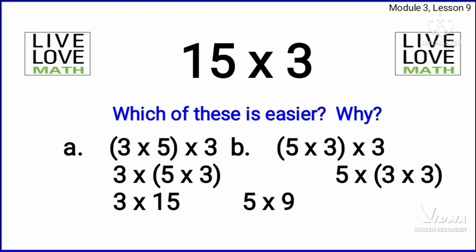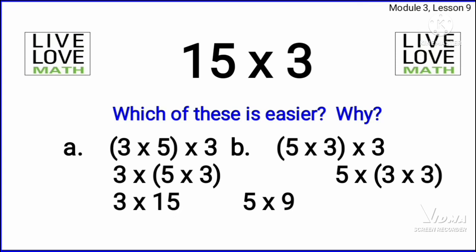Here's another one, 15 times 3. Let me give you these two options and you tell me the one that is easier for you. 15 times 3 can be written as 3 times 5 in bracket times 3. Or you can also write it as 5 times 3 in bracket, which is 3 times 15. Or the other way, you can write it as 5 times 3 in bracket times 3, which is the same as 5 times in bracket 3 times 3, 5 times 9.